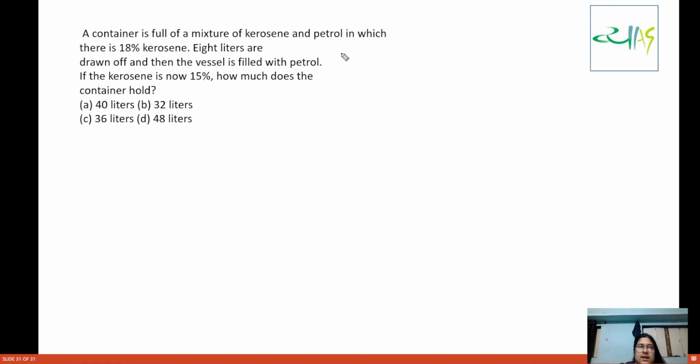It is saying a container is full of a mixture of kerosene and petrol in which there is 18% kerosene. 8 liters are drawn off and that vessel is filled with petrol. If the kerosene is now 15%, how much does the container hold? Okay, how much does the container hold? So it is saying a container is full of a mixture of kerosene and petrol in which there is 18% kerosene. Okay, 8 liters are drawn off and then the vessel is filled with petrol. Okay, if the kerosene is now 15%, how much does the container hold?